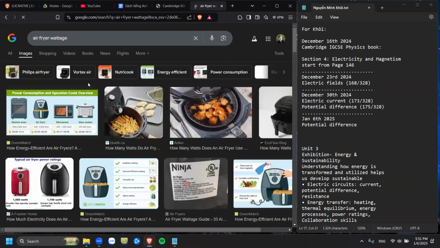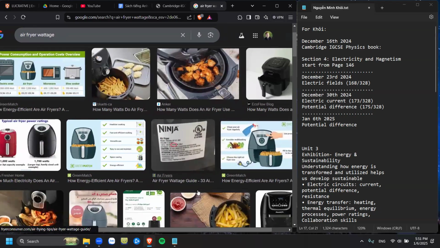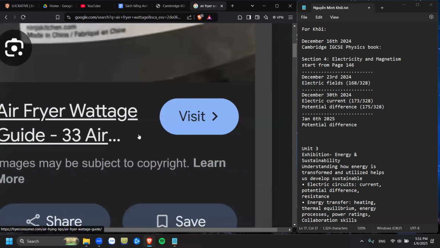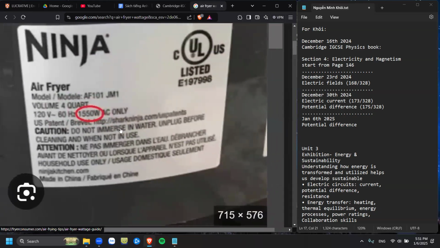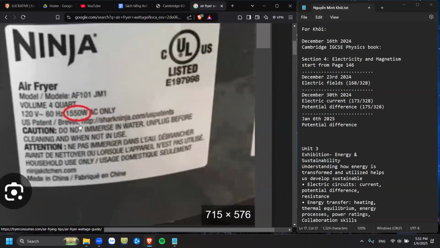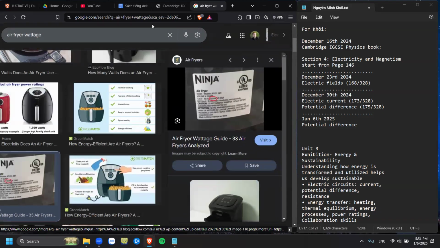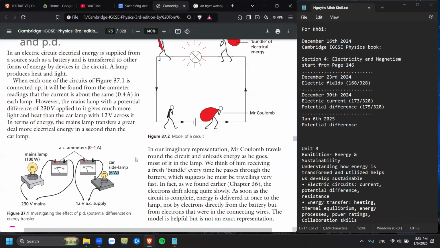Okay, you know an air fryer? Of course. You can look at what it says here: 1,550 watts. So it consumes so much electricity. No wonder my mother's electric bills are so high. It's really high, so you have to be careful. The higher the wattage, the more electricity it will consume. Okay, you understand it now.